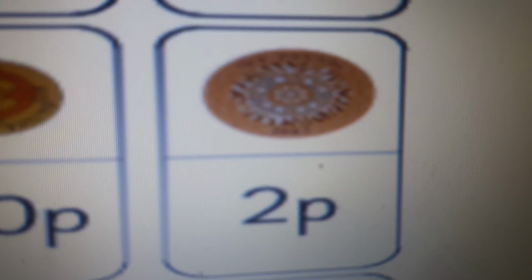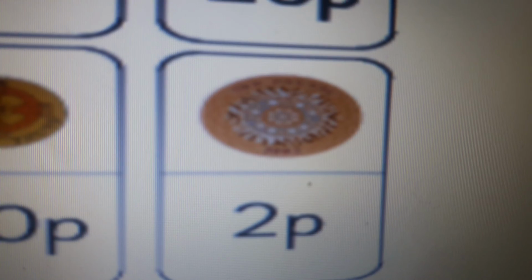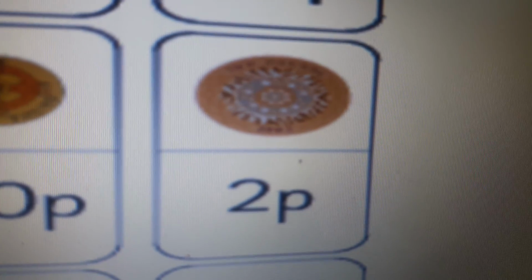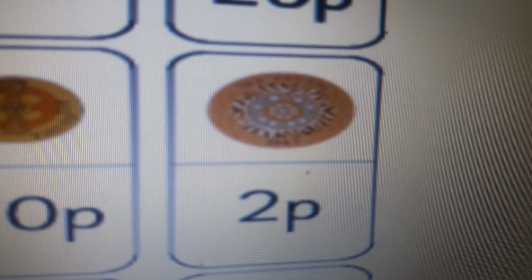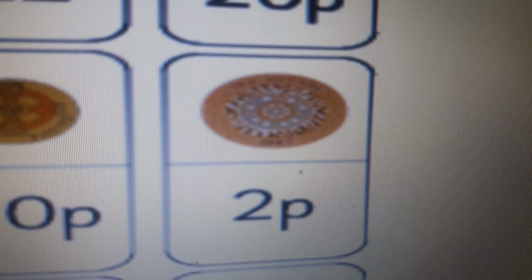Okay, do the rest of the sheet yourself as a fun exercise to know what the coin is and what its value is. Okay, goodbye.